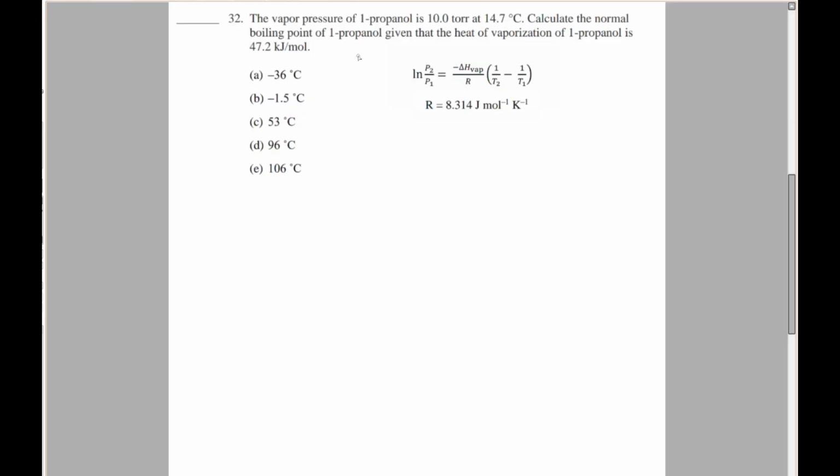And we're also given the normal boiling point, which is going to be basically the temperature T2 at P2 equals 1 atmosphere of pressure. So whenever we see something asking for the normal boiling point, it means that the pressure, or P2, is going to be 1 atmosphere. And now we can just plug in what we know. So we know that P1 is going to be 10.0 torr, and so we can write that down.